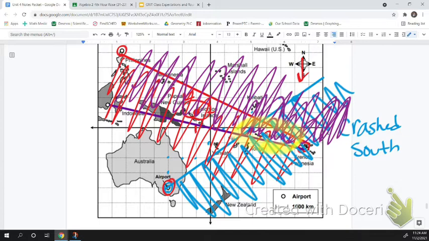Okay? I didn't expect you to write a system, but you should have a nice graphical representation to tell us, where do we send the search and rescue party? Cool? Questions, comments, concerns about the real life example? Yeah.